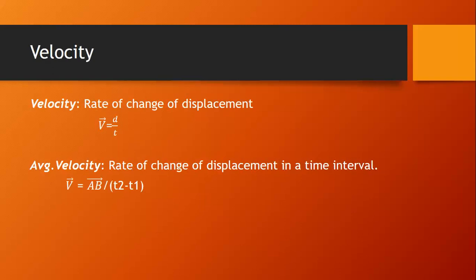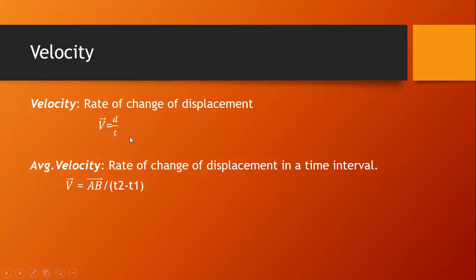Let's see what velocity is. The rate of change of displacement is called velocity. Like displacement, velocity is also a vector quantity, which means it has both magnitude and direction. That's why I am representing it with an arrow. So v bar equals d by t. Here d is the displacement of the particle and t is the time taken to cover that displacement.